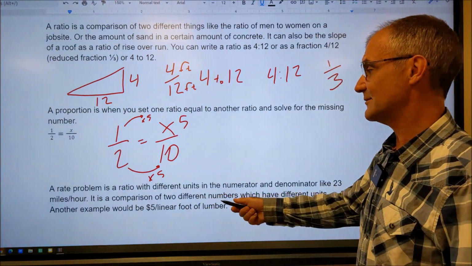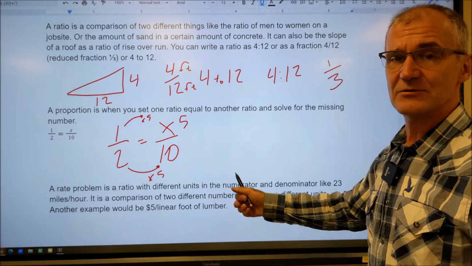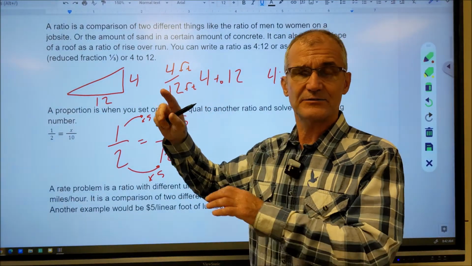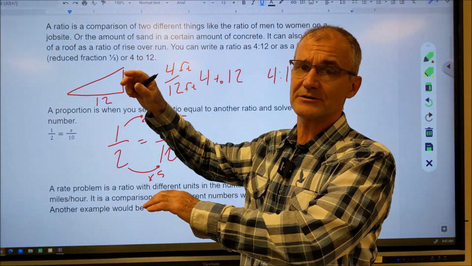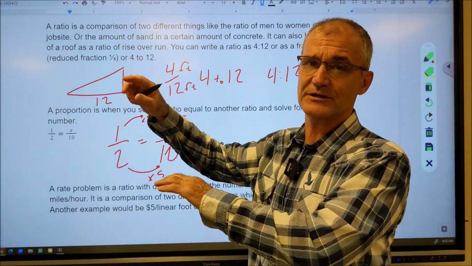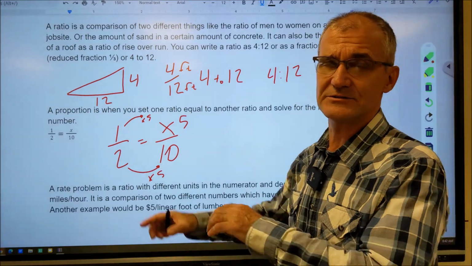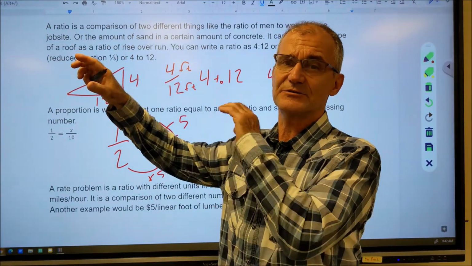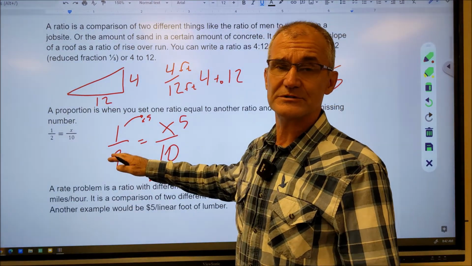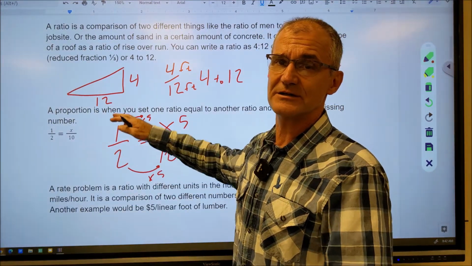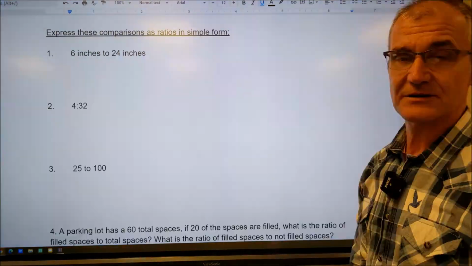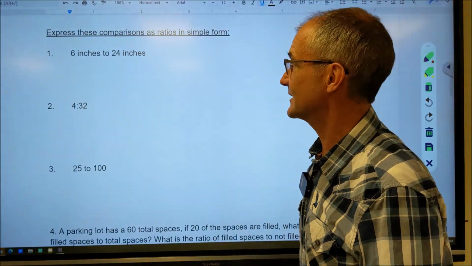And then a rate problem is a ratio where there are different units in the numerator and the denominator, like speed of a car, miles per hour, or like cost of a house, dollars per square foot, or how many miles per gallon you get on your car. So again, that's a rate. A proportion is one ratio equal to another ratio, and a ratio is just a comparison of 2 things with the same units. Okay, let's do some ratio problems right here.